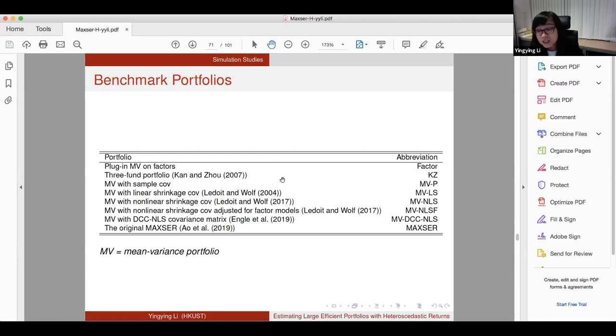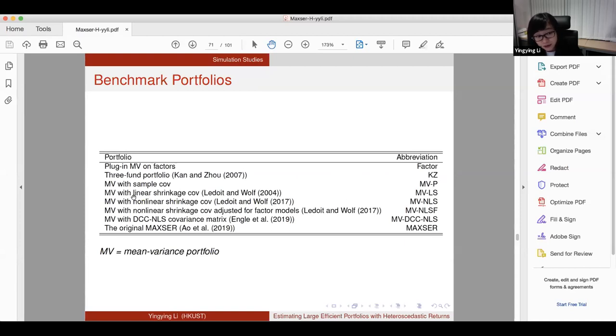So the benchmark portfolios in this simulation include the plug-in mean variance portfolio on factors, which is actually the optimal factor portfolio because factors are low dimensional. And so here we're talking about a 3-dimensional factor. So this plug-in portfolio would be already very good. And then the three fund portfolio by Kan and Zhou, and also the mean variance portfolio with sample mean and sample covariance matrix plugin. So that is the MVP plugin portfolio.